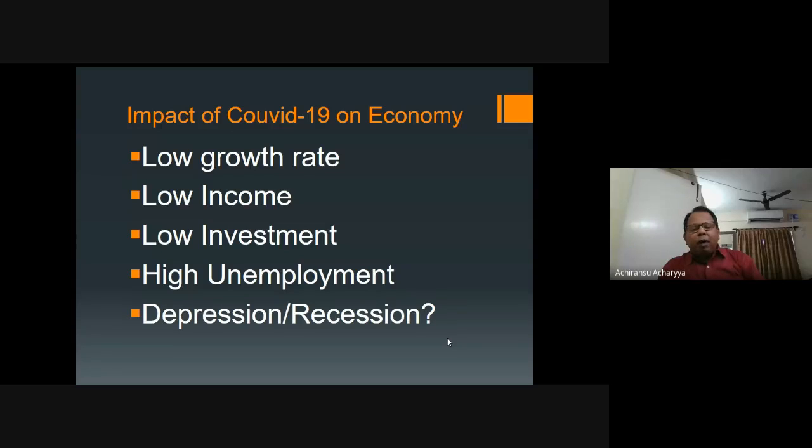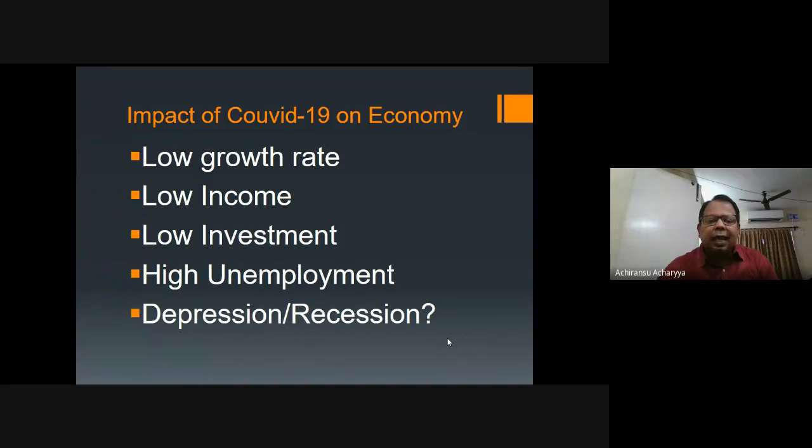Then the problem is that there is low growth rate, low income, low investment, high unemployment, and what do we call it? We call it a depression or a recession. And this is the problem we have. Had I been in a class with you, I would have put this question to you. What do you think of it, whether it's a depression or a recession? But I'll explain it here.